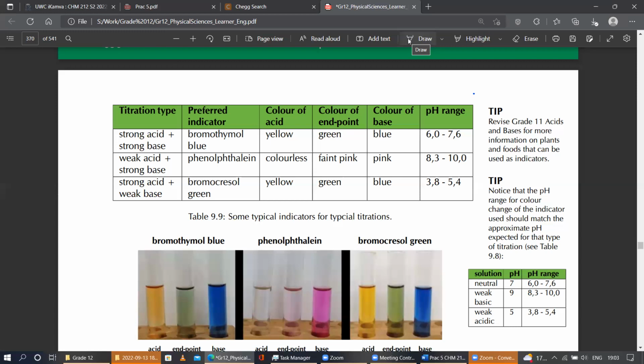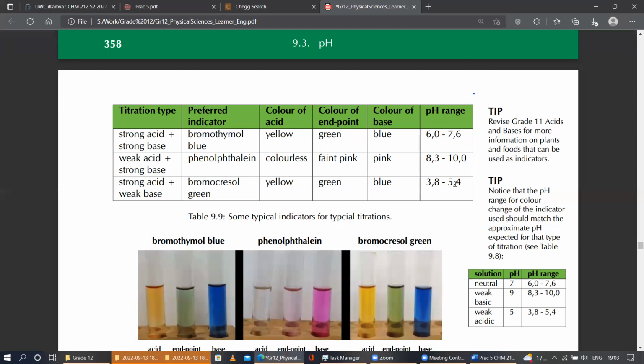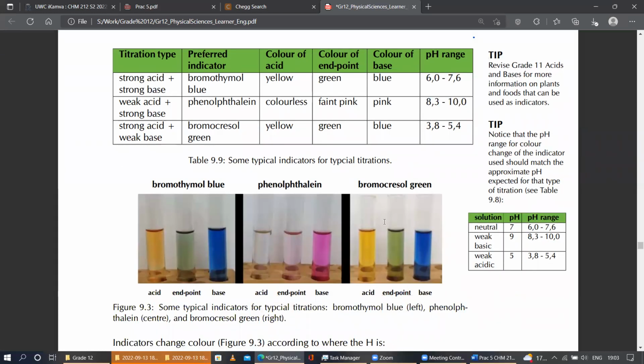So the other thing to keep in mind is that these indicators work in given pH intervals. If you have a solution and you put one indicator in and it doesn't work, that means you should use another indicator, because the pH is not within that range. So just keep that in mind. I don't think they're really going to ask you that much about them.